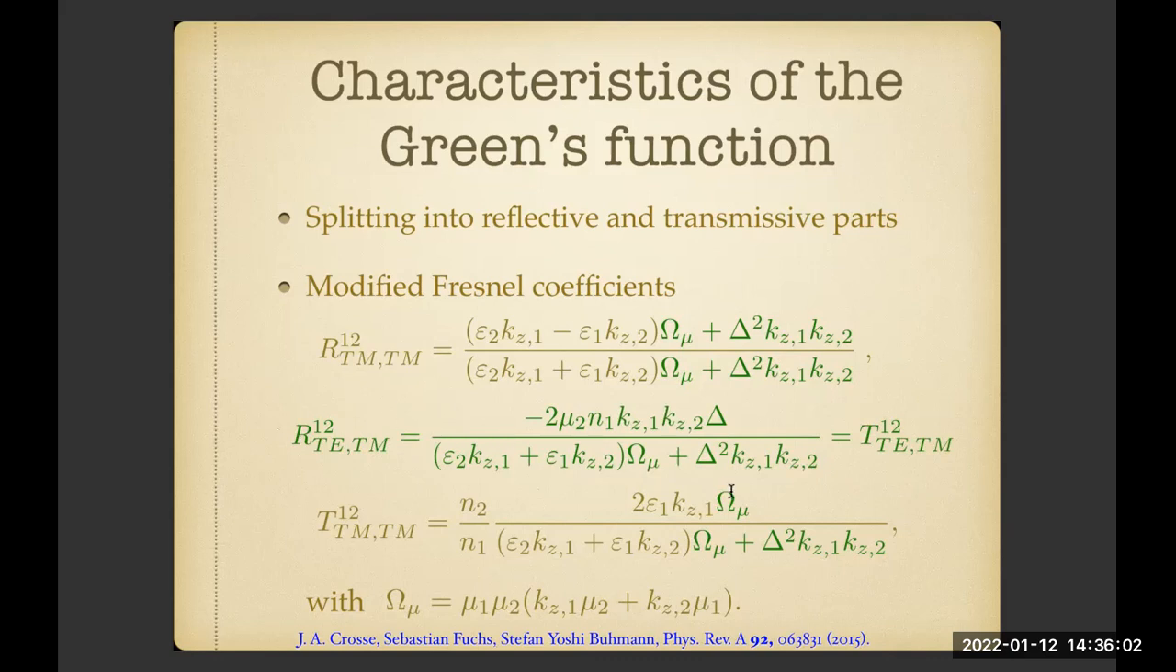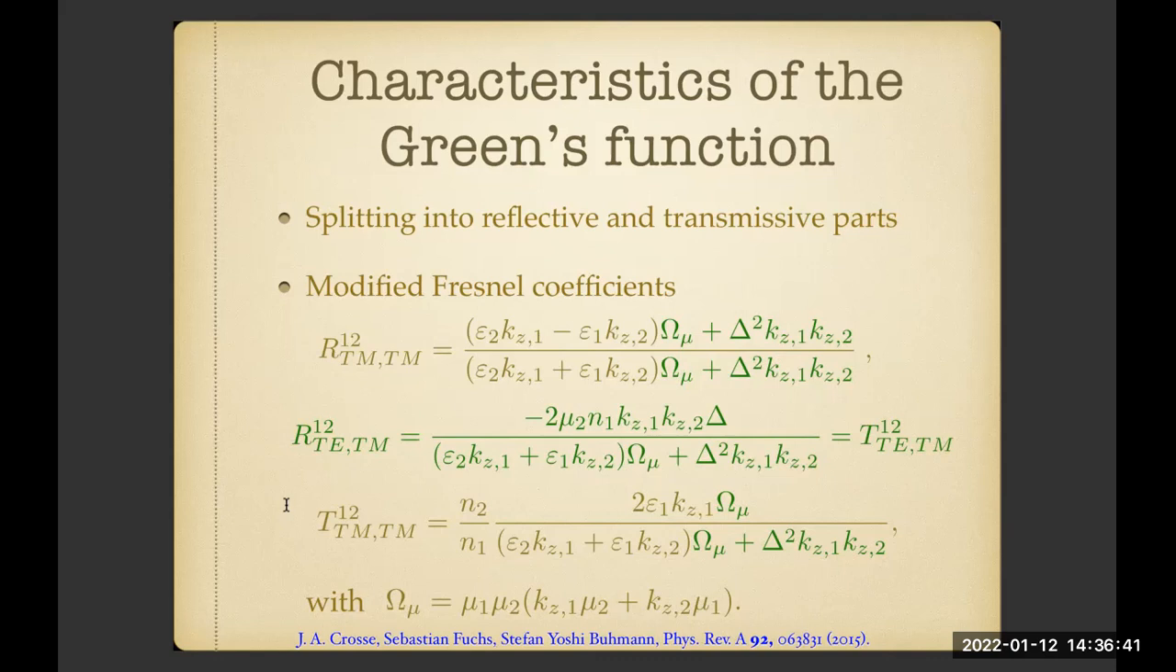Omega mu? Omega mu is here below. It's there. I'm sorry. It's the product of the permeabilities and this dependency here. Okay, sorry, I didn't see it. Okay, so also everything will depend on the propagation on the z component of the wave vector, which is here kc,1, which labels if this wave vector is in the upper or in the lower layer. So that's also an important thing.